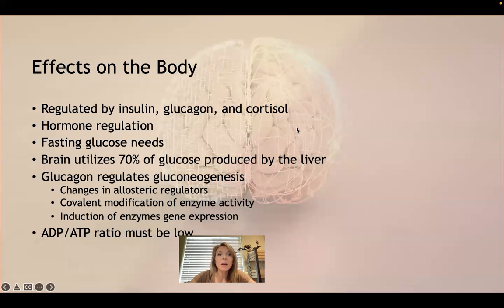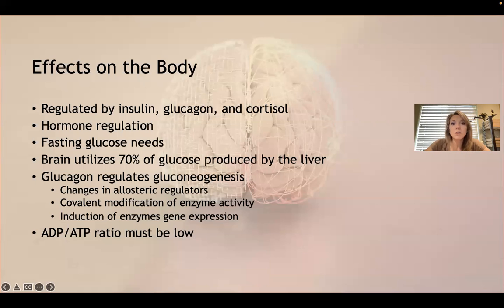So how is gluconeogenesis affecting the body itself? Gluconeogenesis is regulated by insulin, glucagon, and cortisol. Its main purpose is to maintain blood glucose levels in the fasting state. The balance between stimulatory and inhibitory hormones regulates the rate of gluconeogenesis. So our bodies are able to control when we need to go through this pathway and when it is unnecessary.